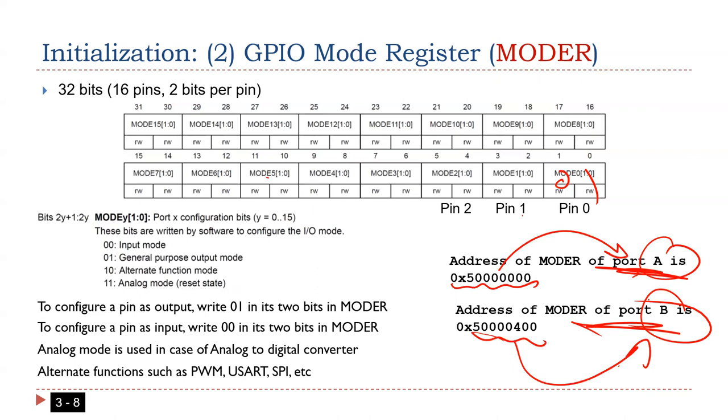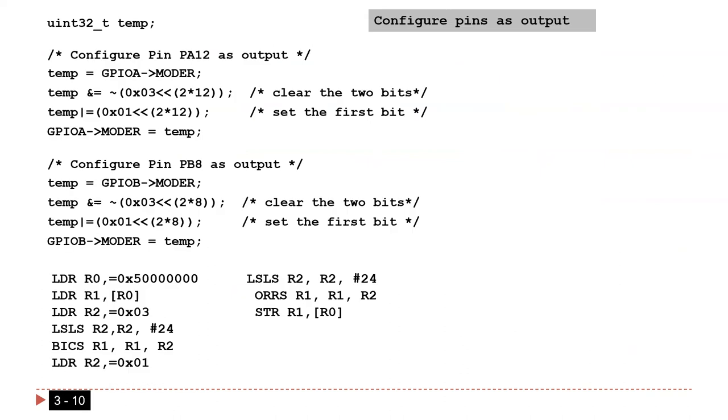Is that okay? Also, in C language, we have structures. So here, that's what you have to use. Look here, guys. This is for this register, GPIO, for port A, and this register in port A. For port B, we have the same thing.